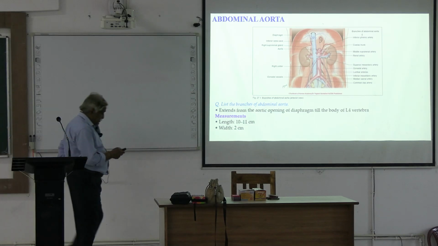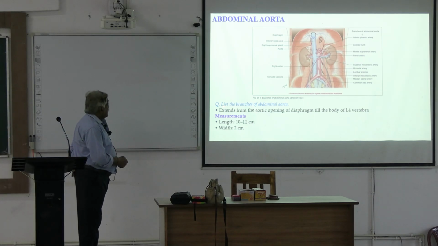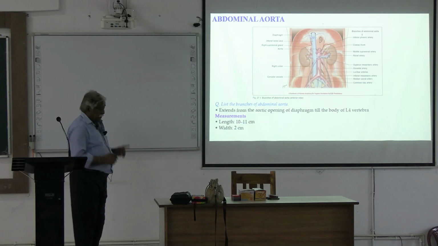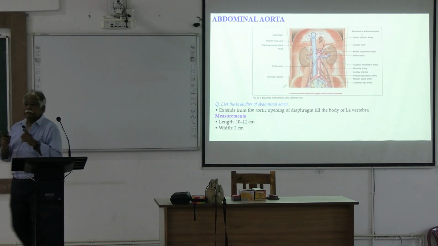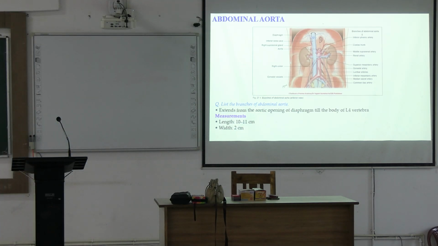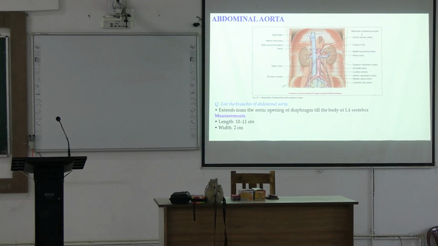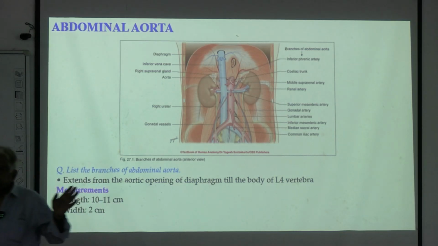Now, the branches of the abdominal aorta. It extends from the aortic opening of the diaphragm till the body of the L4 vertebra. Measurements: length 10 to 11 centimeters, width 2 centimeters. 10 to 11 centimeters is this much, when the abdomen is open already. It will be on the table.